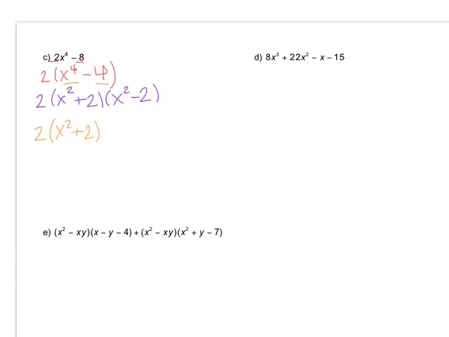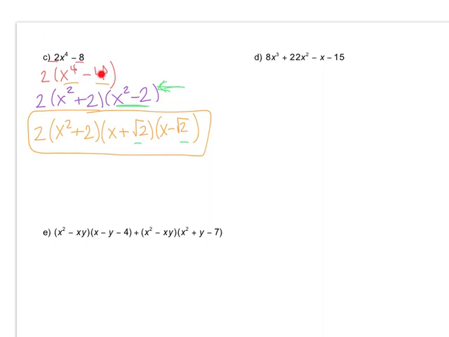X squared minus 2 can be factored as a difference of squares: x plus root 2 times x minus root 2. So we have that one extra step of factoring this as a difference of squares because we're not just factoring over the integers, at which point we would be done here. But since we're factoring over the reals, we need to take it one step further. So I'm going to stop here, but I just wanted to show you what that looks like when you take it one step further to factor over the reals.